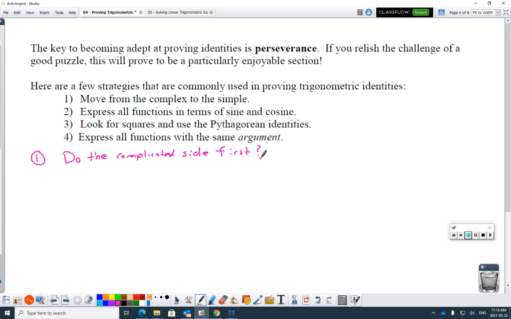So that bothers people. They want math to be like, oh no, do this, then this, then this. Well, identities just don't work that way. You just have a list of strategies that you can try.